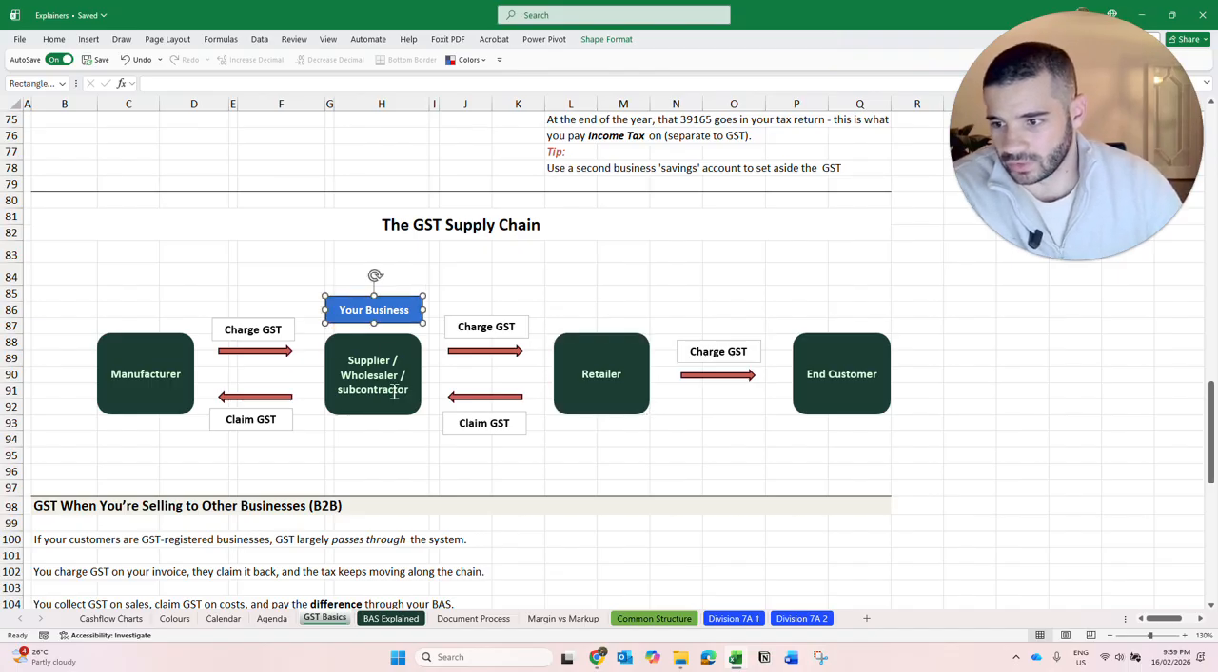So for example, if this is your business here, you're the wholesaler or the supplier, or maybe even you're a subcontractor here, and the retailer is your customer, you're going to charge them the GST, and simultaneously you're going to be paying the manufacturer for your inputs, for your purchases, and you're going to claim the GST that you pay them. And you can see it sort of goes down the chain until we get to the end customer. So if you're here or here or here, you're sort of passing it down the line, and we're going to return to this in a moment.